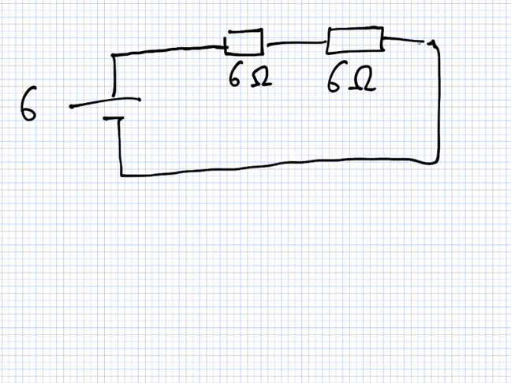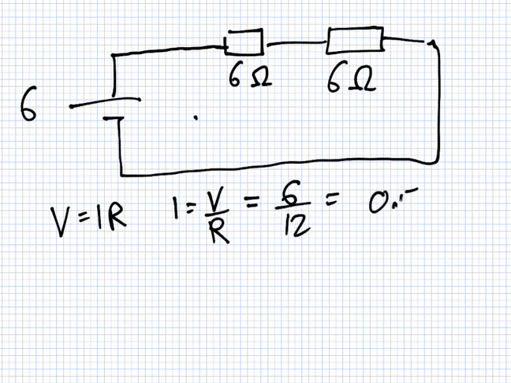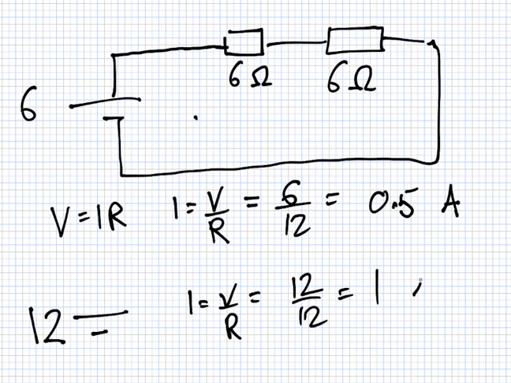Okay. And they would like the current, so you can have V equals I R, so I equals V over R, which would be 6 over 12, which is 0.5 amps. Then in the second picture you have 2 batteries. So the only difference is that the total is 12 volts now. So when you use the same formula, I equals V over R, it will be 12 over 12, so it will be 1 amp.